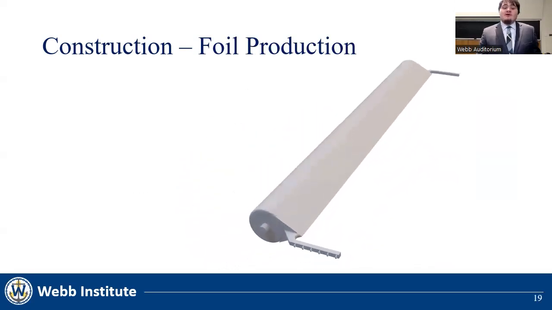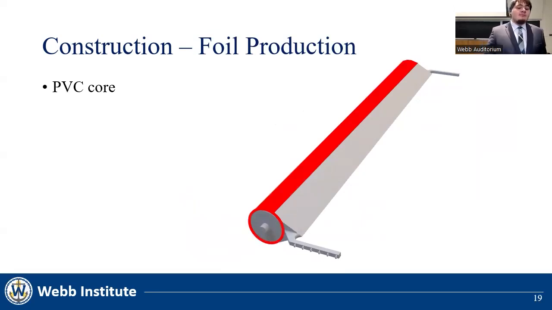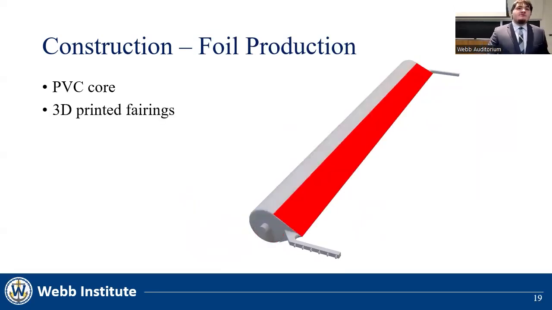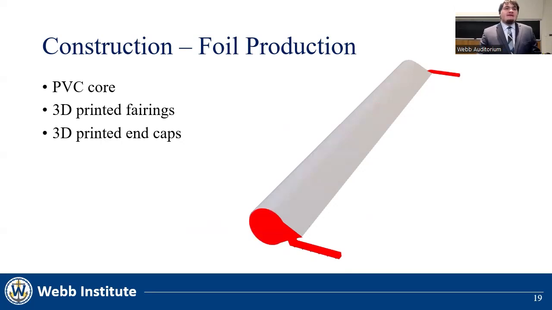It was constructed in 3 parts. First, the PVC core, to which we added 3D printed fairings and 3D printed end caps. The little arms off the trailing edge were so we could induce torsional stiffness to the foil.